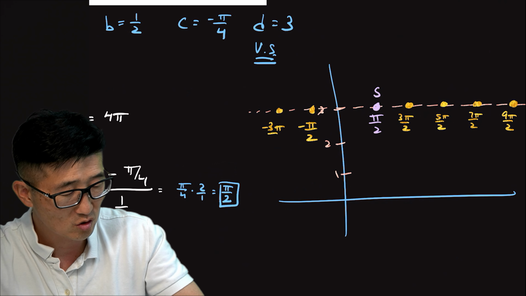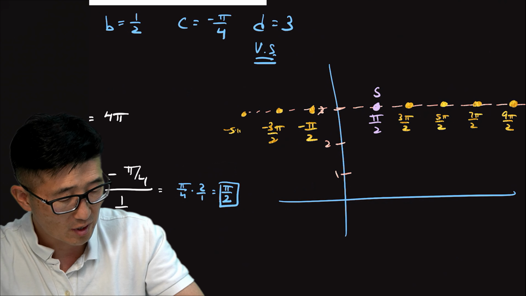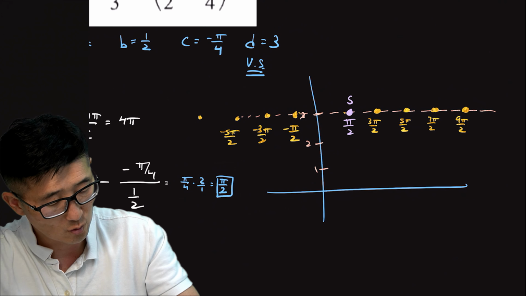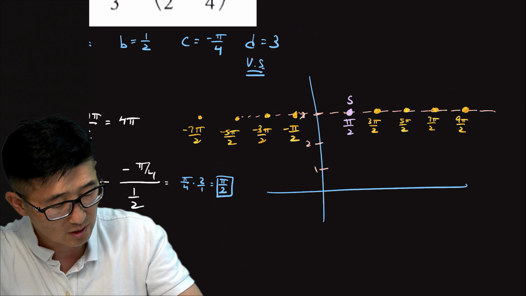Negative 3 pi over 2. Negative 5 pi over 2. We got 1, 2, 3, and 4. Negative 7 pi over what? Negative 7 pi over 2.